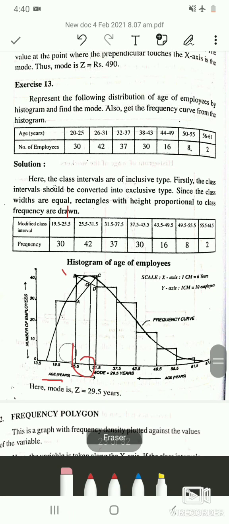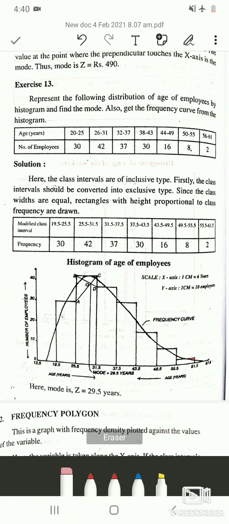So we got the mode. Next they have asked to plot a frequency curve. So to plot the frequency curve, the procedure is the same as the frequency polygon, but the only difference is that instead of using a straight line by joining the midpoints, we have to join the midpoints by a smooth curve. Don't use your scale or straight lines. Join the midpoint of each rectangular bar by a curve.